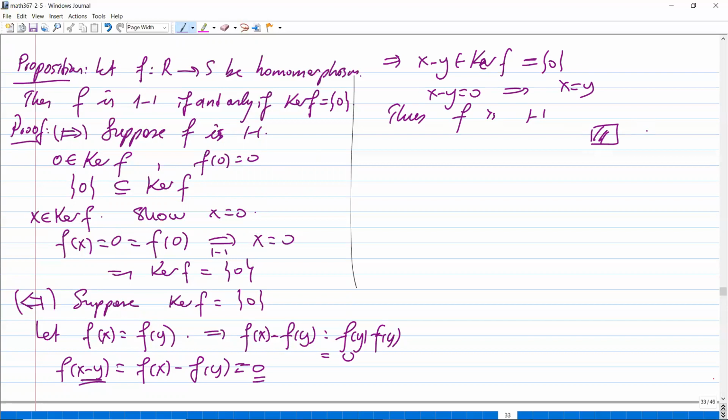So here is another interesting property of rings. So here is a proposition.